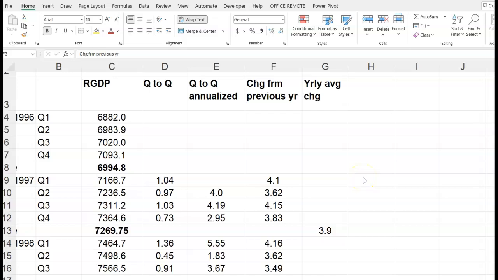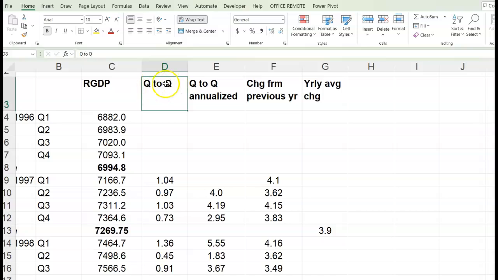Hello. I just want to take this time to go over some basic rates of change that you find in economics. When you look at calculating the rate of change of economic indicators, the rates of change typically fall into one of three categories. Either period to period, and here I have Q to Q.